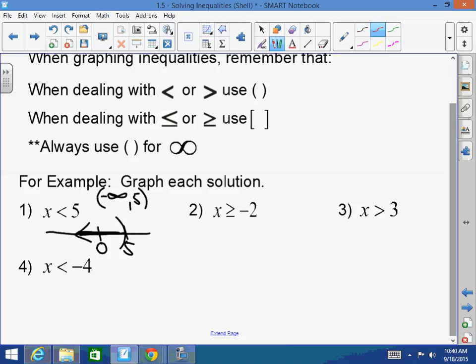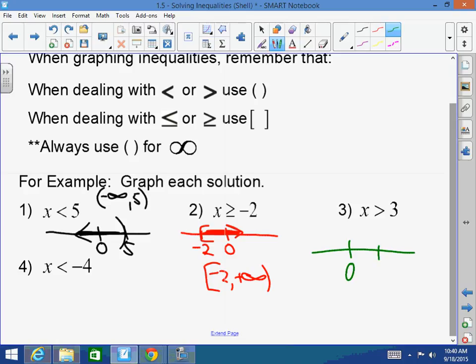X is greater than or equal to negative 2. Here's my 0. Here's my negative 2. Greater than or equal to, bracket to the right. Interval notation would be bracket negative 2 to positive infinity. Next, x is greater than 3. 0, here's my 3. Greater than is just a parenthesis to the right. Interval notation would be 3, comma, positive infinity.